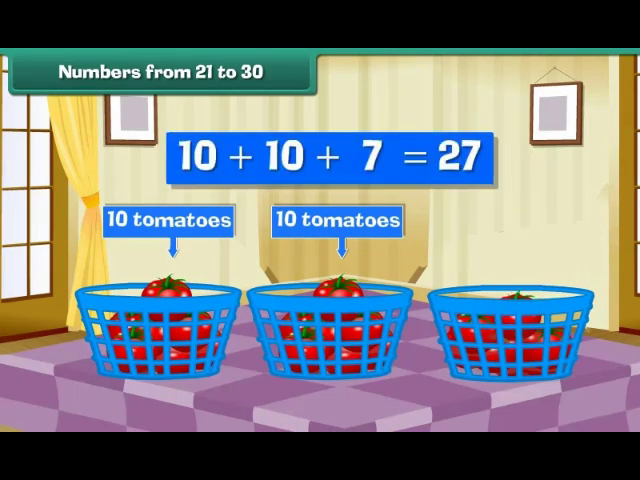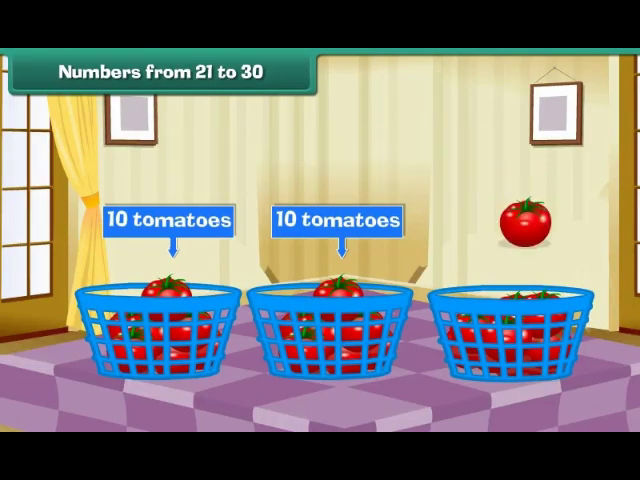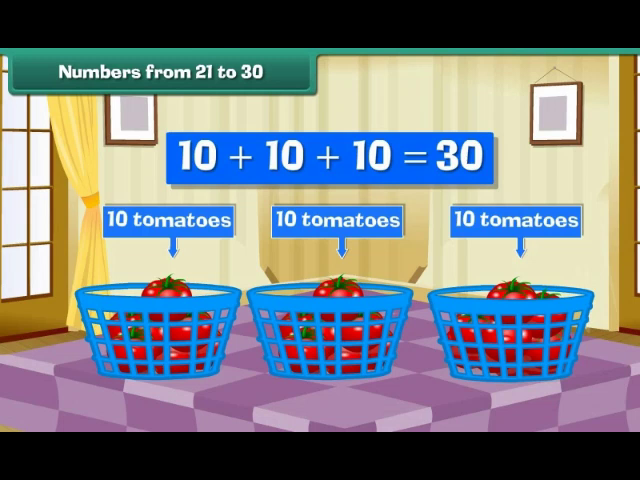2 tens and 7 make 27. 2 tens and 8 make 28. 2 tens and 9 make 29. 2 tens and 10 make 3 tens, that is 30.